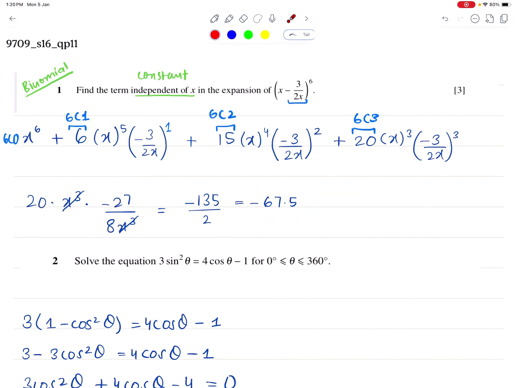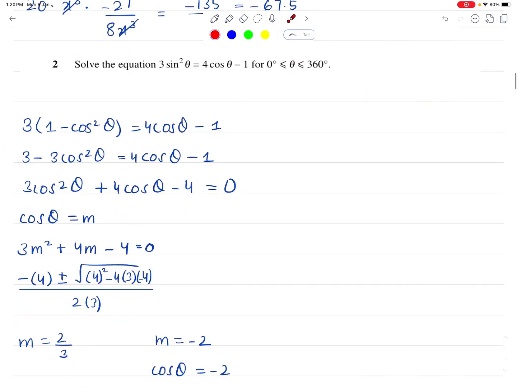You can see that this is a term that is independent of x because it does not have any x term. It is a constant term. Anyways, moving on to question number 2.